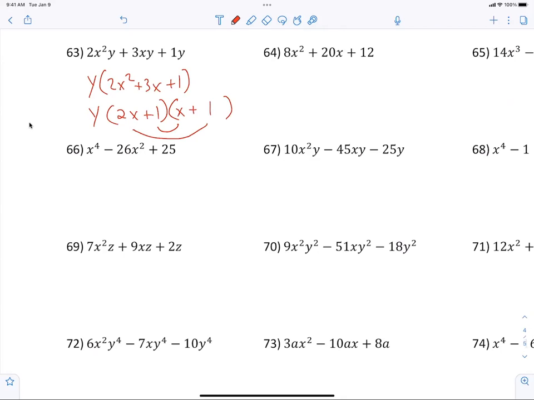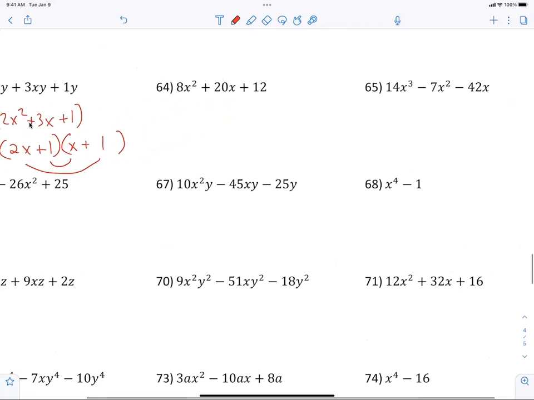Anybody had any trouble with 63 now? Nobody? All right, let's do 64 together and then I'll let you do 65. I'll hold that for about a minute and see if you can do it.